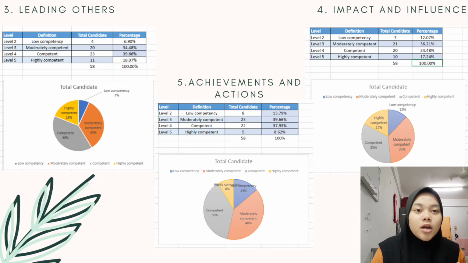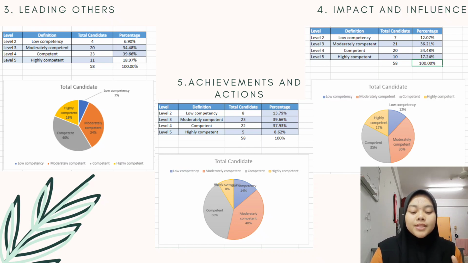For the next competency, which is impact and influence, for level 2 there are 7 candidates, which is equivalent to 12%. For level 3, moderately competent, 21 candidates, which is 36%. For level 4, competent, 20 candidates, and for level 5 are 10 candidates of them, which is equivalent to 70%.